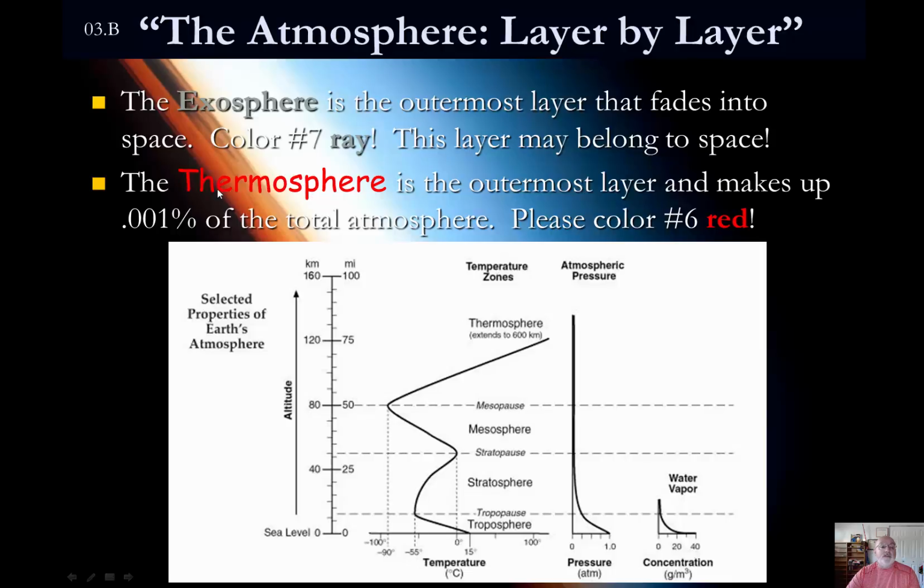Next layer is the thermosphere, the heat sphere. This is the outermost layer. It makes up about 1/1000th of the total atmosphere, and I'd like you to find number 6 and go ahead and color it red.